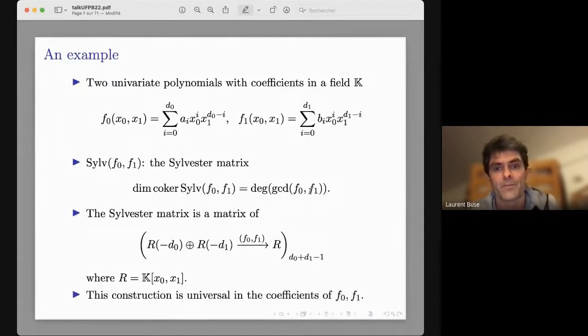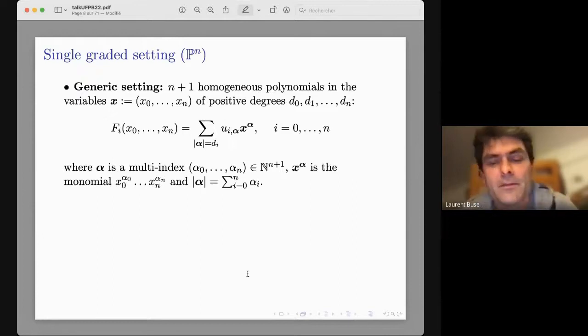generalization of this. Sorry, I forgot to say that, of course, it's something very important to notice, that this construction is universal, in the sense that if you change the coefficients of the fi, you will build essentially the same matrix, because here you can put the coefficients of the fi as variables, and then you get a universal matrix that you can specialize, and this specialization is exactly the same construction. Okay, so it's a universal construction, which is very important. Okay, so let me turn to Pn.